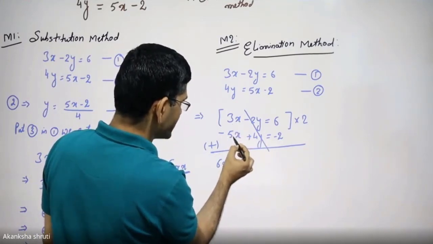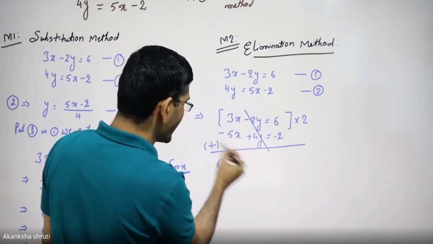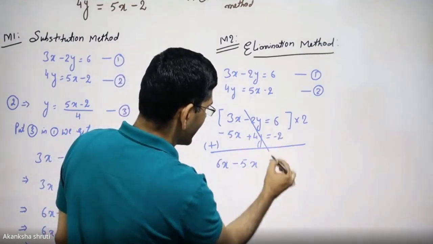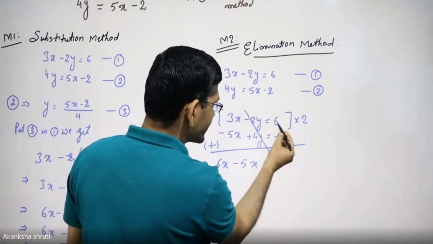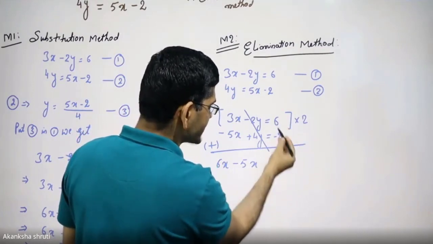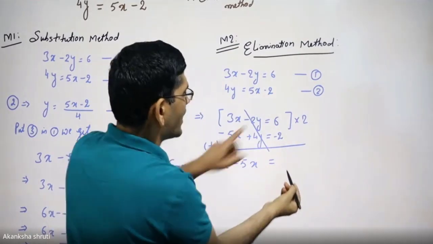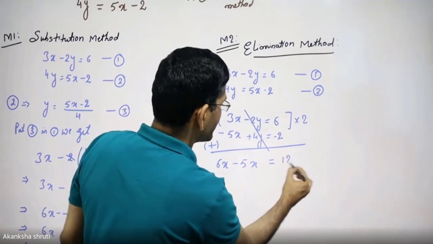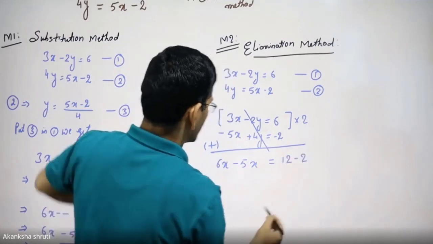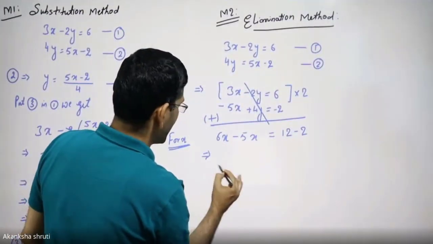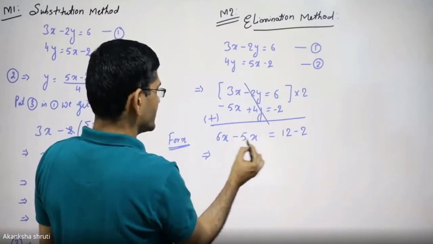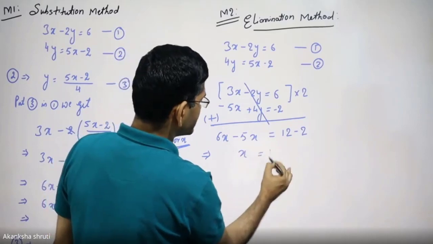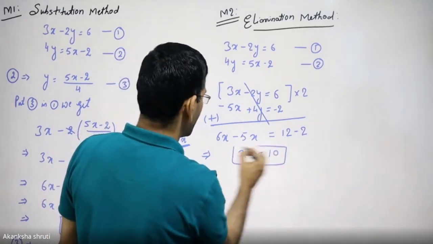So the sign of this second equation, their x remain minus of 5x. Keep the equal in the same line. The second, on the right hand side of this, you have to take care of this multiplication factor. So 2 into 6 is our 12. This is minus of 2. So be careful. This implies, go on, taking the difference, it is the x and it is the 10. What we are getting? X value is 10.